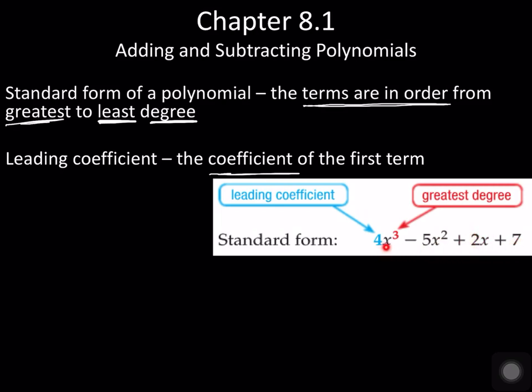So we're in order: 3, 2, 1, 0. So this is standard form for this polynomial. The leading coefficient, the number that's up front, is 4. Okay, so let's try another one real quick.